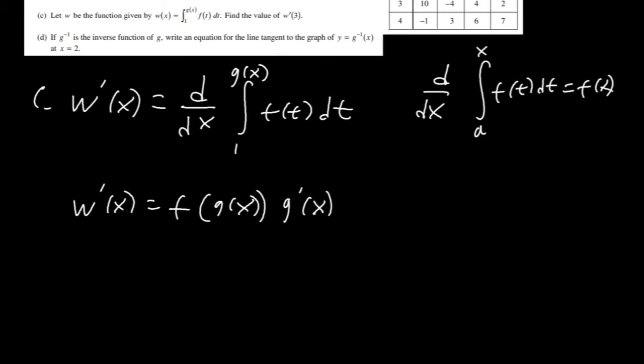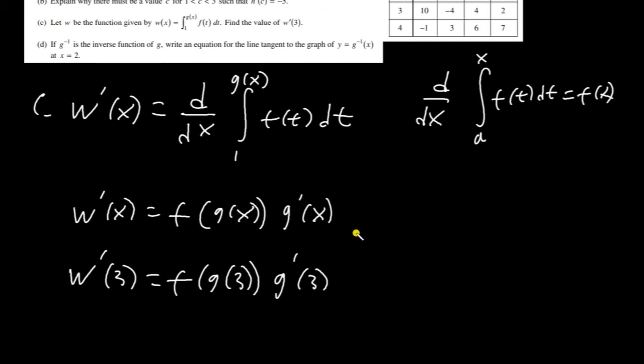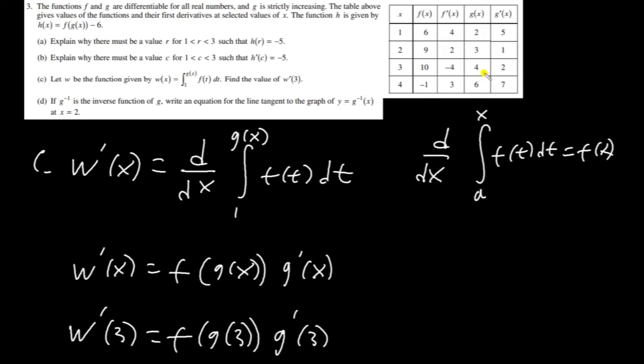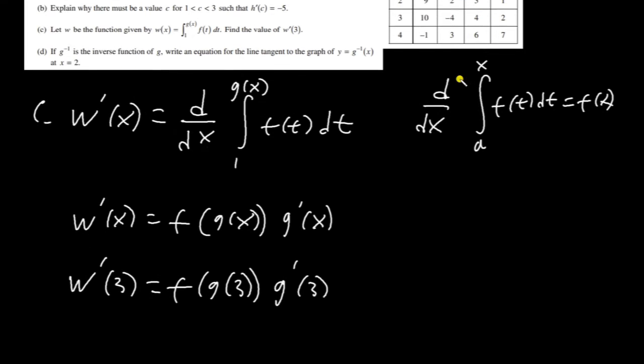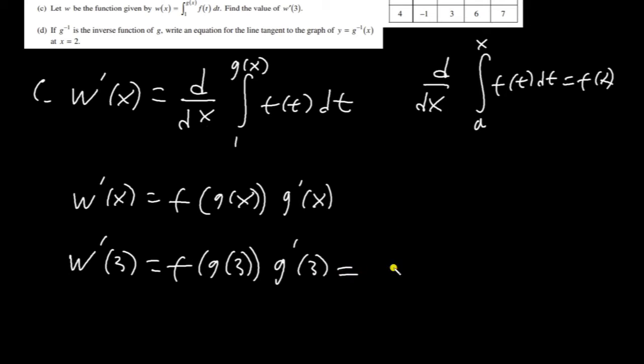Now to find w prime of 3, all we got to do is plug in 3. F of g of 3 times g prime of 3. Okay, let's look at our graph. So g of 3 is 4, and g prime of 3 is 2. So this is going to be f of 4 times 2.